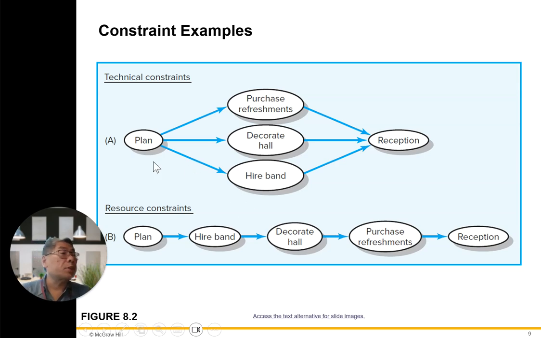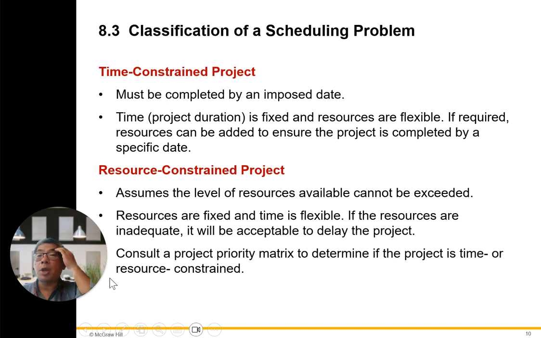This is a technical constraint. Plan A: purchase refreshments, decorate the hall, hire the band, and go to the reception. This is the technical constraint example. The resource constraint plan: hire the band, decorate the hall, purchase refreshments, reception. That's the resource constraint and it has its own phases. Number 3, objective: classification of the scheduling problem.